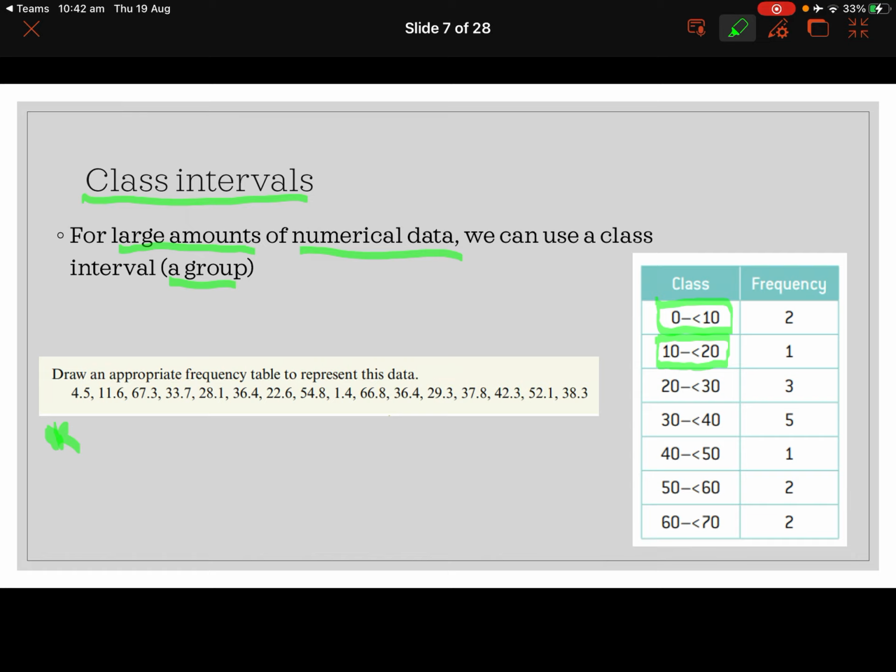If we look here, there should be two numbers between 0 and 10 in this group of data. If we look along, here's one, 1.4, and 4.5. They're your two, so that's where this 2 comes from. That's really useful when you've got a lot of continuous data, the decimals, where you're going to get lots of different numbers. If you group them, you'll be able to use a frequency better.